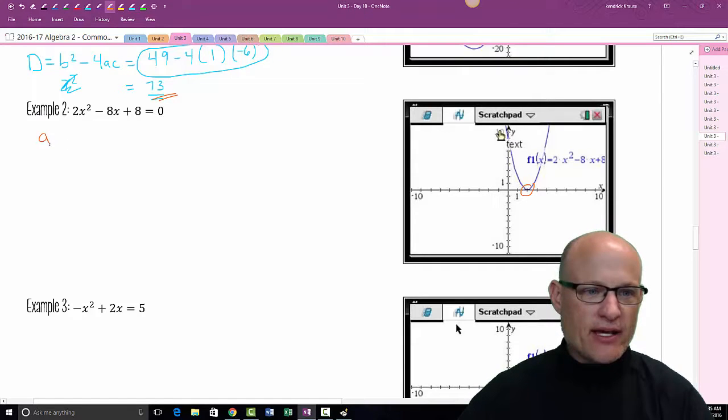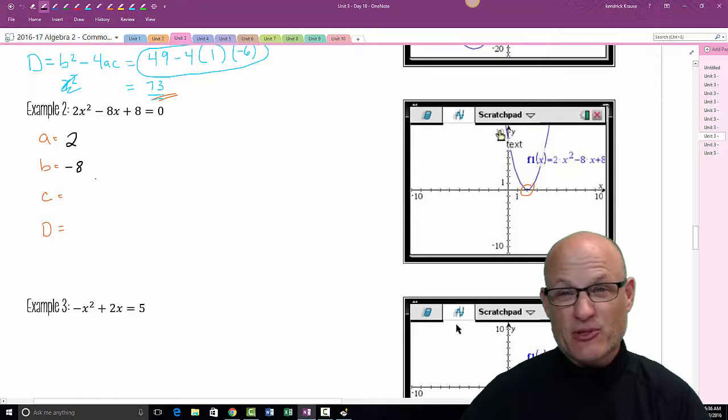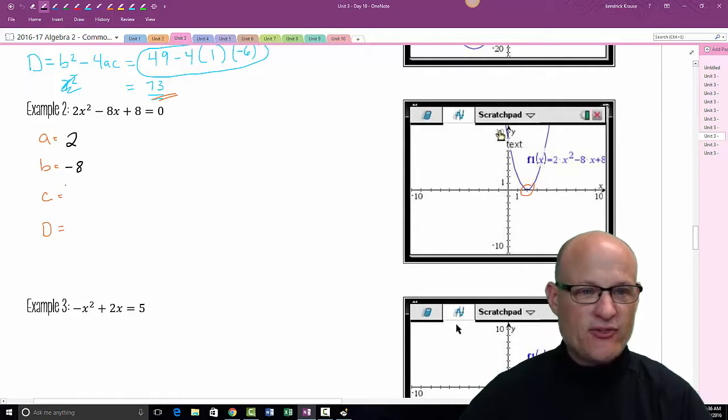All right, write down A. Let's assume we didn't see that it was factorable. We didn't have a calculator when we just wanted to graph it, or we just wanted to use the quadratic formula, because that's what we're doing. So A is 2. B is negative 8. And it's going to give me an opportunity to tell you about negatives. C is 8. And D is B squared minus 4AC.